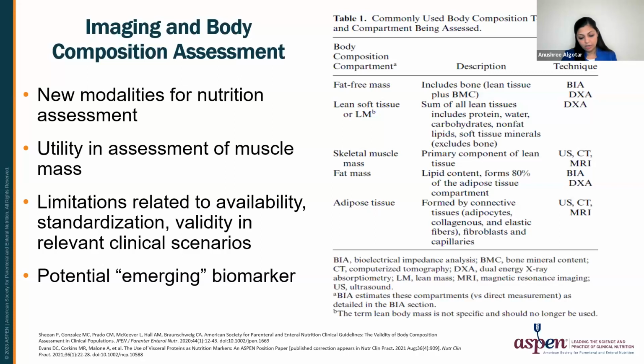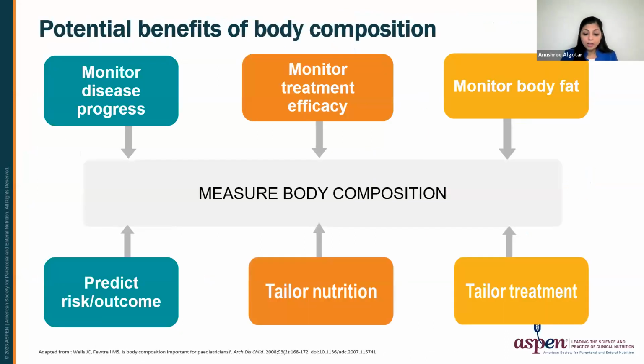There are increasing recommendations to use these techniques to assess body composition. However, there are a few limitations, mainly with widespread availability, standardization, and at times validity in relevant clinical scenarios. Nevertheless, these modalities are seen as potential emerging biomarkers. Wells et al., in their review, consider body composition assessments to have several potential benefits. These could be used to monitor disease progress, monitor treatment efficacy, tailor nutrition or treatment, monitor body fat, and potentially predict risks or outcomes.